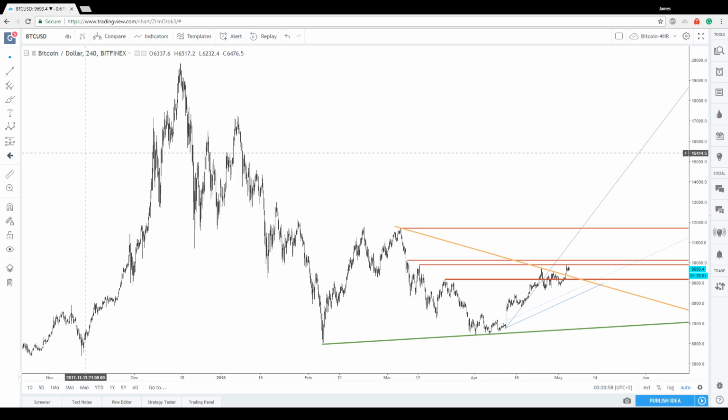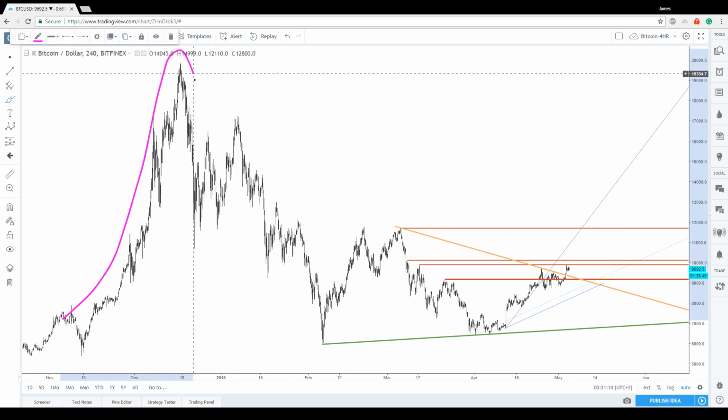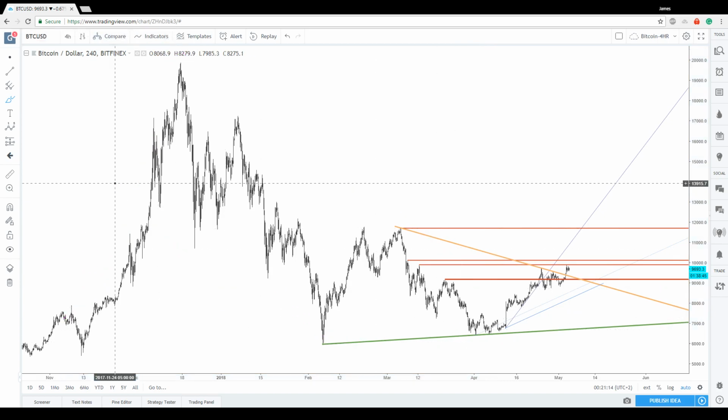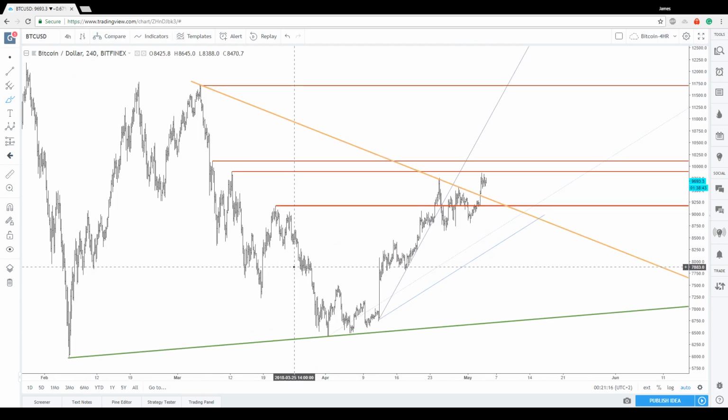But anyways, this is the 4-hour chart of Bitcoin, BTC, USD on the Bitfinex exchange. That's where these numbers are coming from if you're following along. First of all, this is not investment advice. Second of all, this is the bubble phase. This is the series of lower highs and lower lows, all encapsulated within that package that looks like a turd basically.